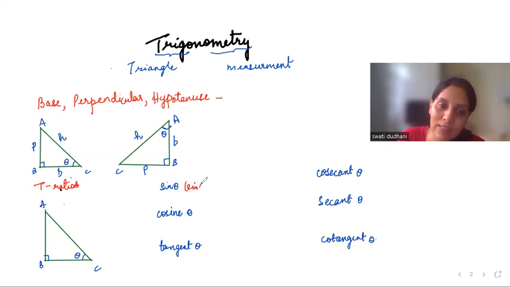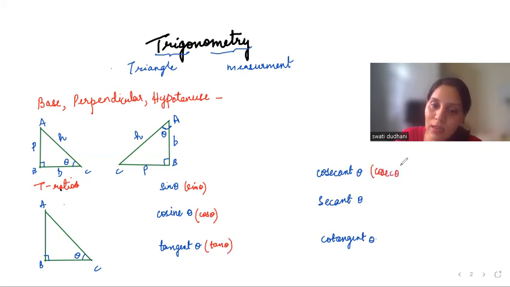Now, let me write the short forms. This is sin theta, cos theta, tan theta, cosec theta, sec theta, and cot theta. These are the short forms by which we can see them in the textbooks.